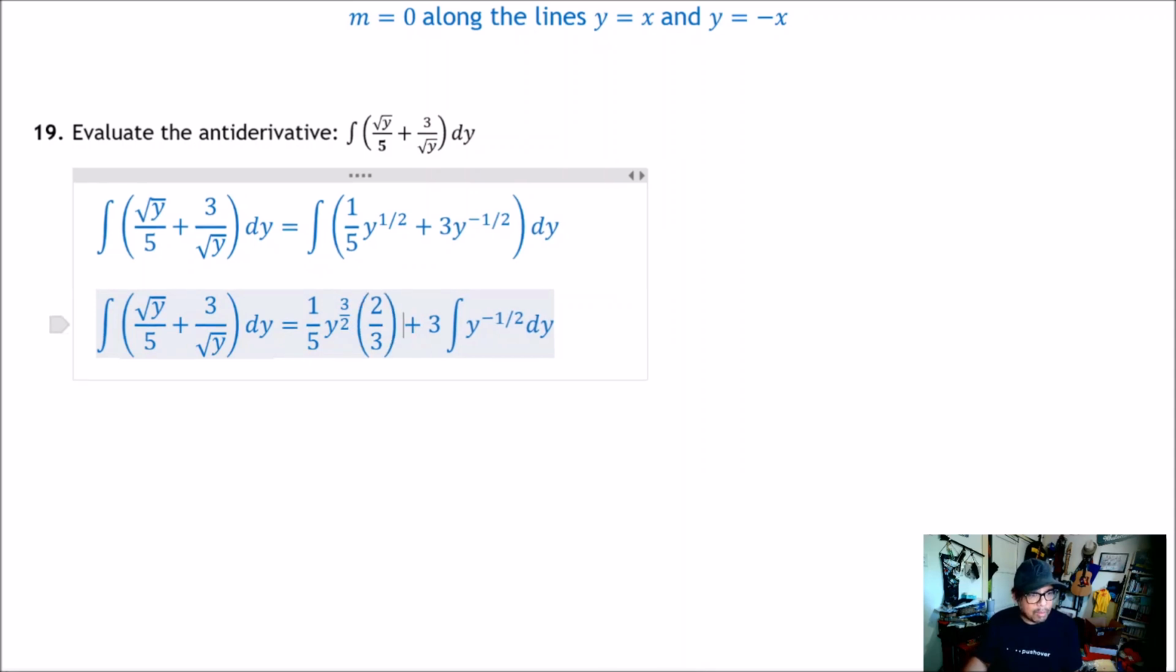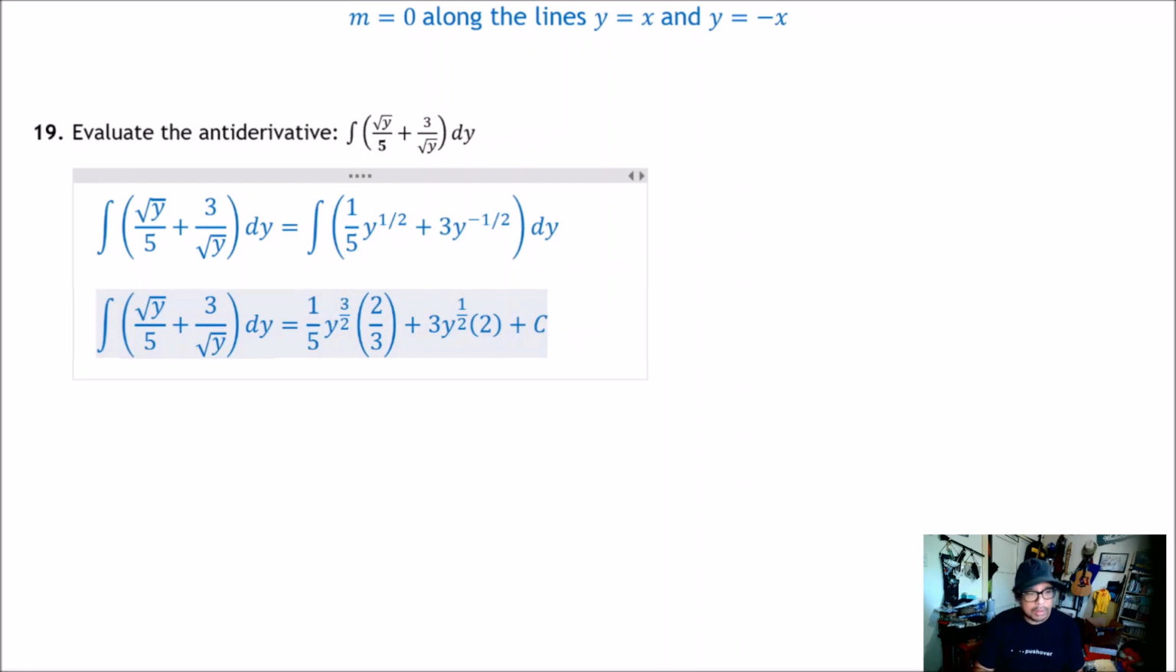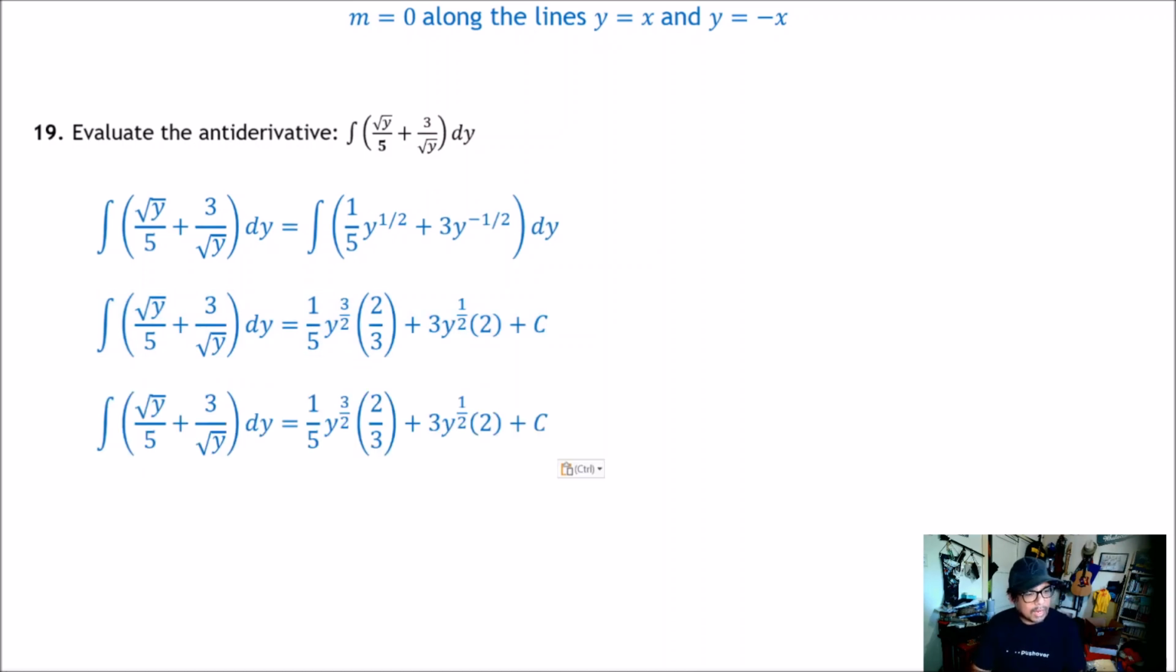Over here, we've got y to the negative 1/2. Negative 1/2 plus 1 is 1/2. So we can find the antiderivative of y to the negative 1/2. That's just y to the 1/2 multiplied by the reciprocal of 1/2, which is 2. And then we'll add a constant of integration to the end of that. We'll copy that down and start simplifying.